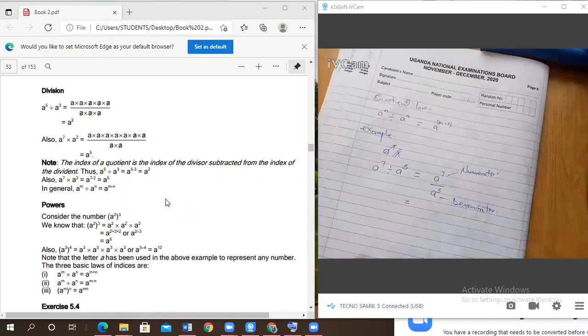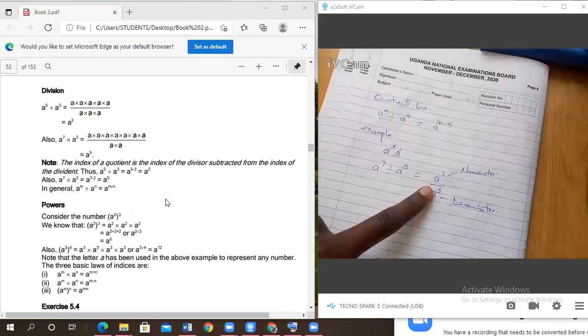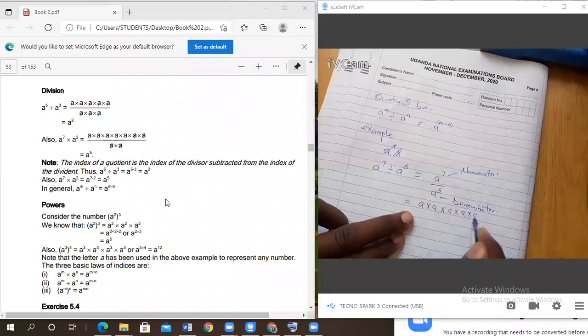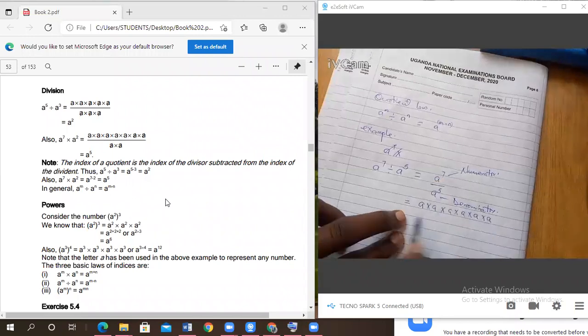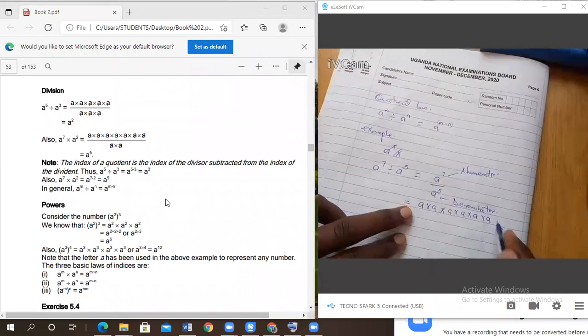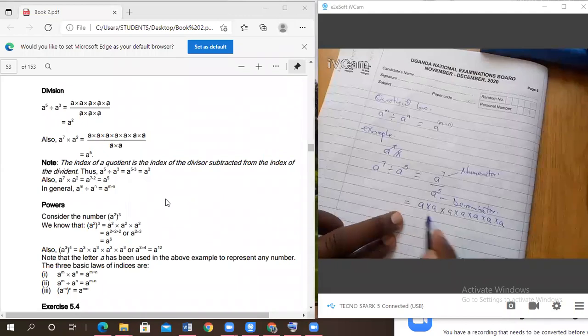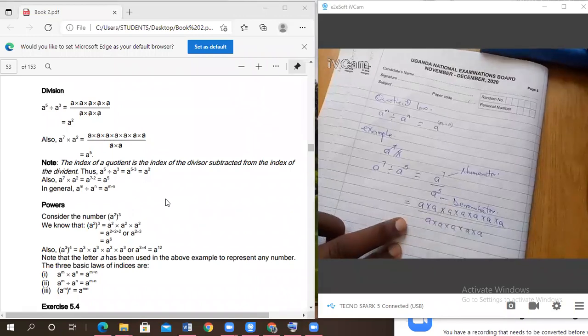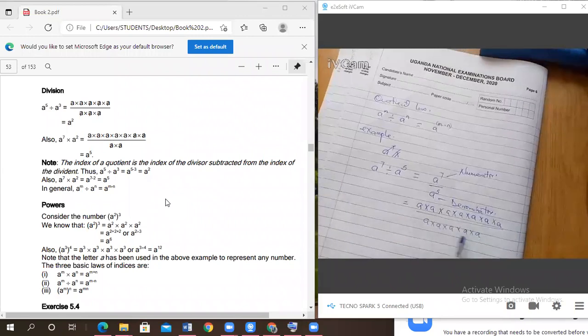So we literally just, using the long method, which means we are supposed to multiply a 7 times, which is the same as a times a times a times a times a times a times a. 1, 2, 3, 4, 5, 6, 7 times a. This is the long method. Divide by a to the power 5, which is a times a times a times a times a. 1, 2, 3, 4, 5.